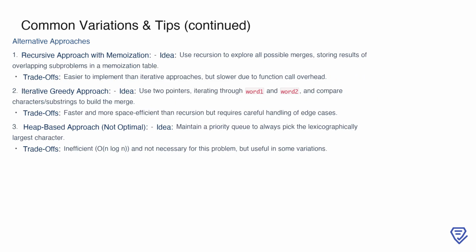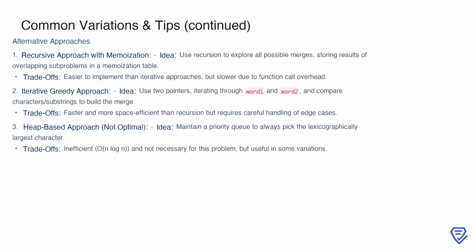There are several alternative approaches to solving this problem, each with its own trade-offs. A recursive approach with memoization involves exploring all possible merges while storing results of overlapping subproblems. This method is easier to implement but tends to be slower due to function call overhead. An iterative greedy approach, on the other hand, uses two pointers to compare characters or substrings and build the merge directly. This technique is faster and more space efficient but requires careful handling of edge cases to avoid bugs.